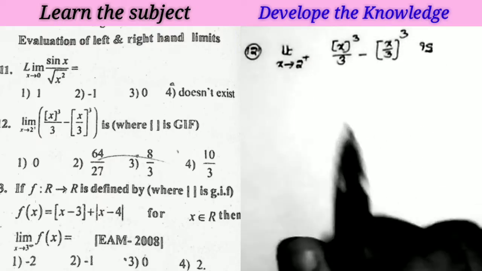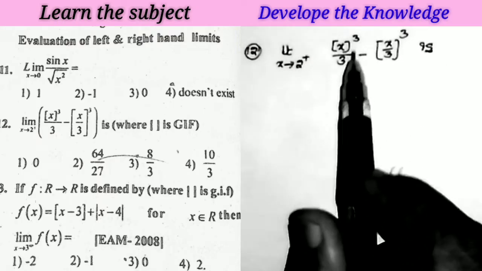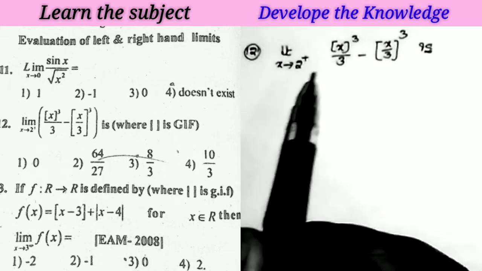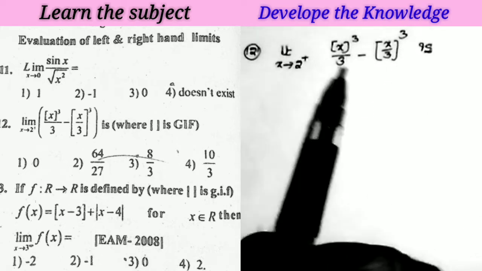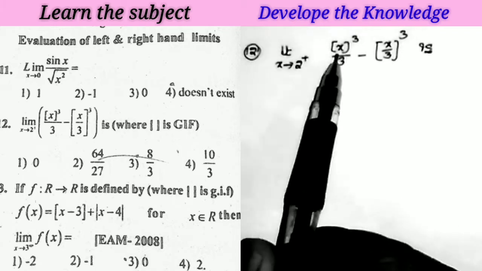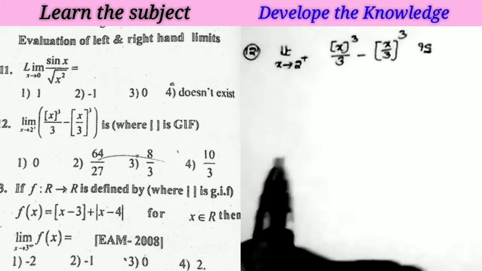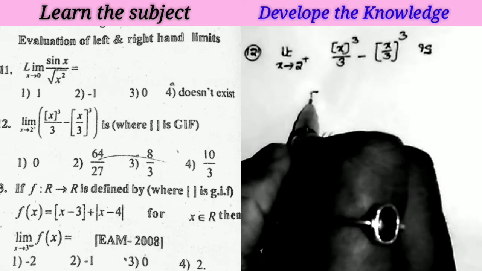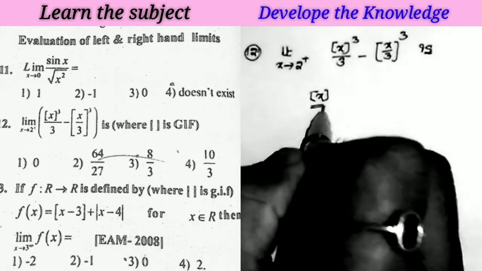The next question: limit x tends to 2 plus of [x] cubed by 3 minus [x by 3] cubed is equal to what? So what is this value? In the given question we have the term step x, but what is step x here? First let us discuss step x.